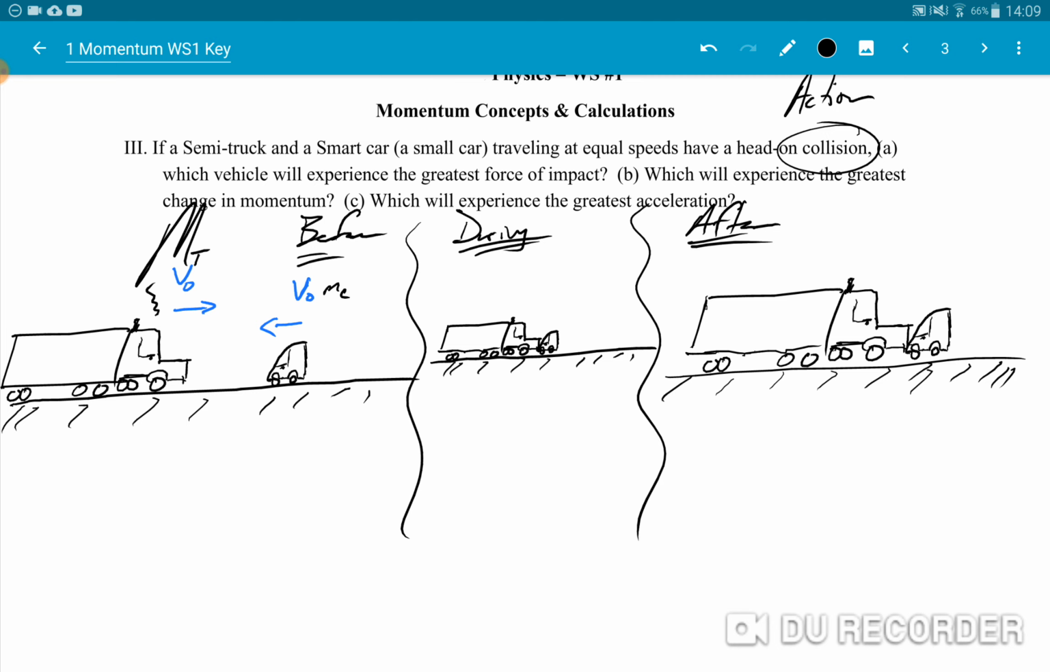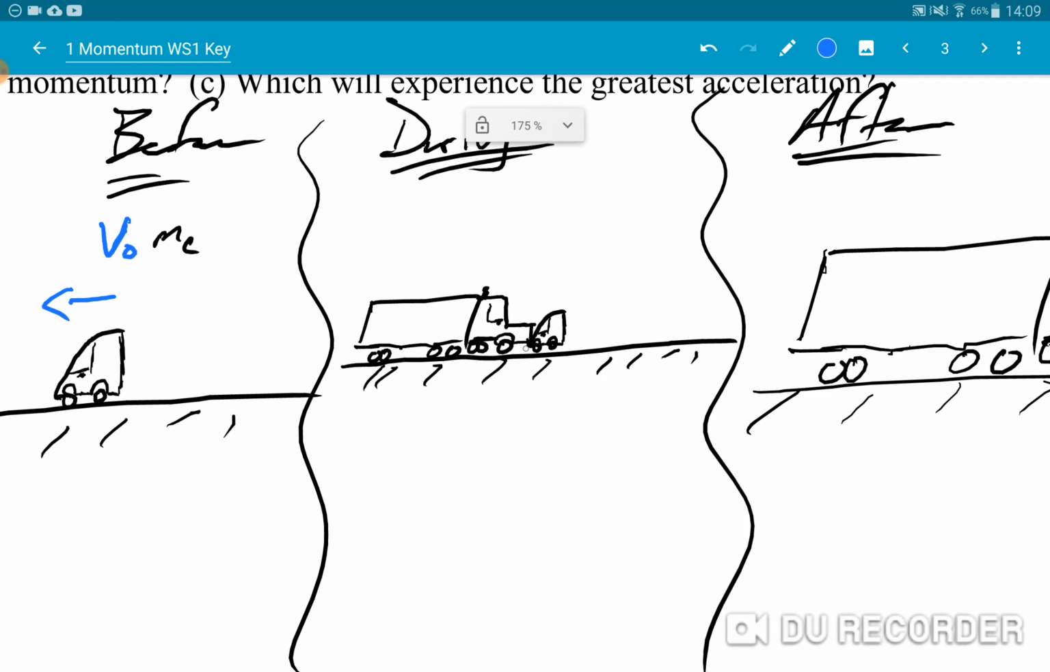Which vehicle will experience the greatest force of impact? Well, let's look at the forces going on for these guys here. Well, truck runs into car. Is the truck going to put a force on the car? And you'd say, oh, yeah, absolutely. What type of force would that be? It'd be some sort of normal force on the car by the truck. Okay. Now, on the truck here, I'll do my dot on the truck. On the truck there, would the car put any force on the truck?